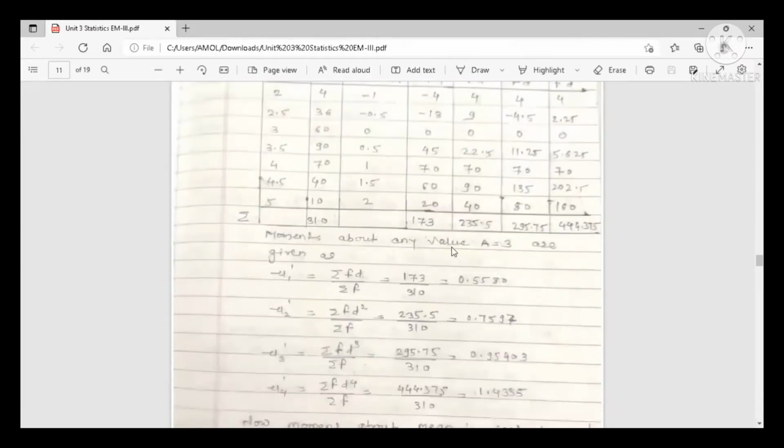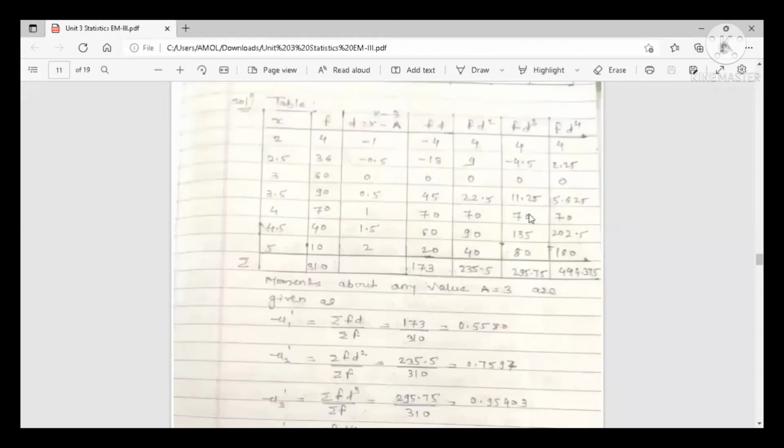Now the moments about any value a equal to 3, our arbitrary mean, are the raw moments. The formula for the first raw moment mu1 dash is summation f d upon summation f. Summation f d is 173, and summation f is 310. You do the calculation, and it is 0.5580.